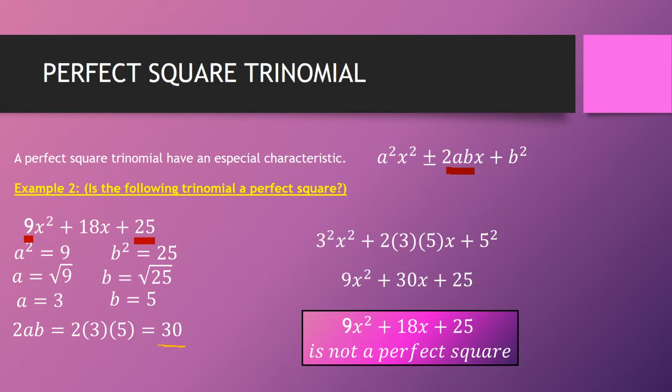Listen, it's very important. 9 is a perfect number. 25 is a perfect number. But the middle term, the coefficient of the term with x to the first power, is different from the product of 2 and the square root of 9 and the square root of 25. Because they are different, 30 is the product, and is different from 18, then my expression is not a perfect square.